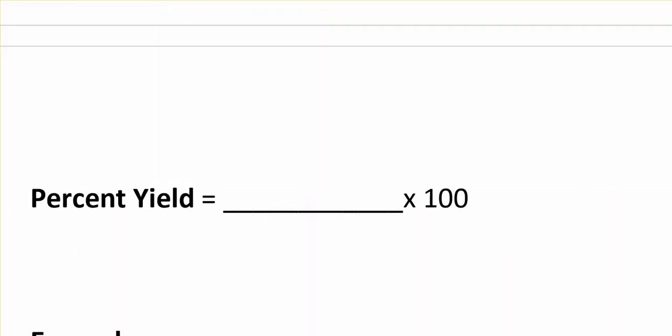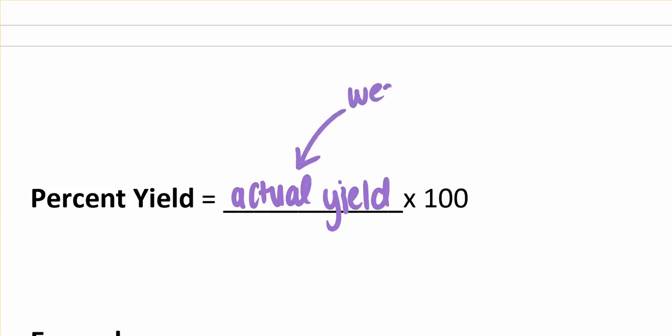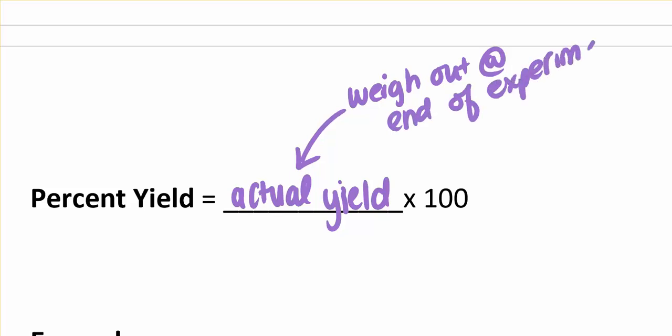Last thing we're going to do is calculate a percent yield. Percent yield compares how much aspirin you made versus how much could be made based on the amount of reactant you used. You're going to take your actual yield, and the actual yield is when you weigh out your aspirin at the end of the experiment. That's how you get how much aspirin you actually made.